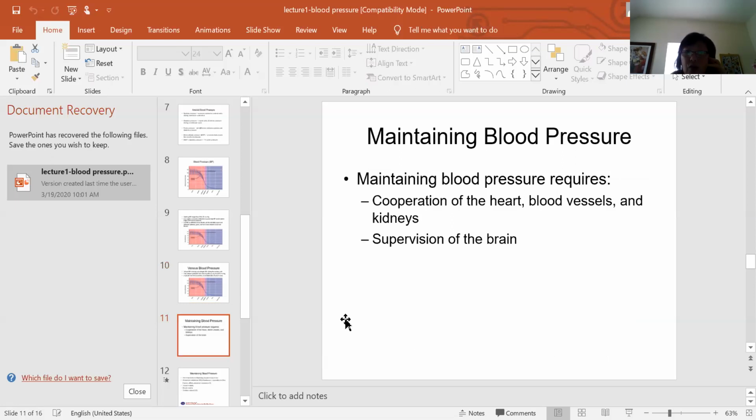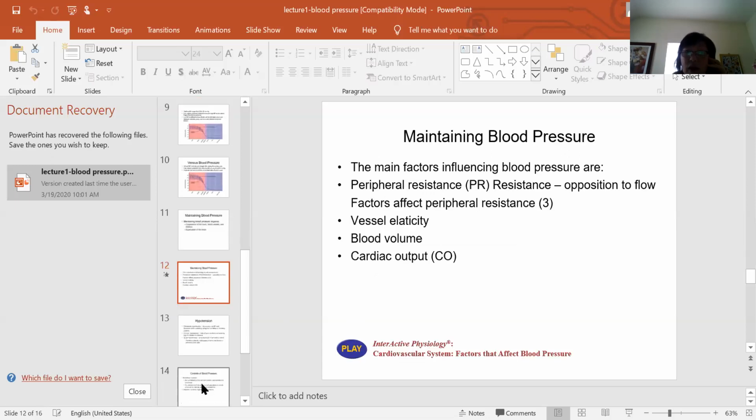Okay, so to maintain blood pressure, we have to have regulation mechanisms, all right? These mechanisms are involved in the heart, the vessels, and the kidneys, and also the brain, of course. So we'll look at the mechanisms in a minute.